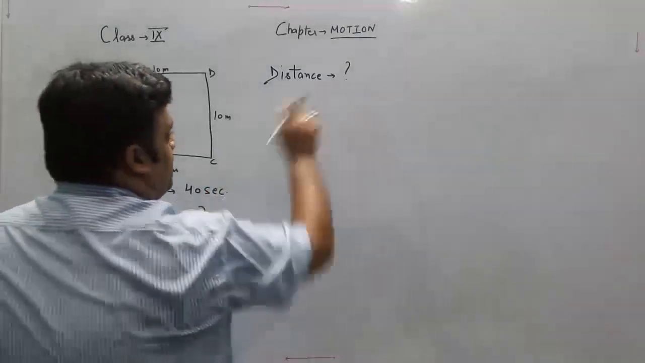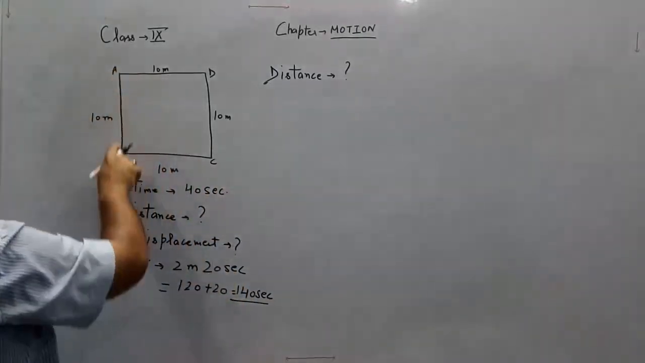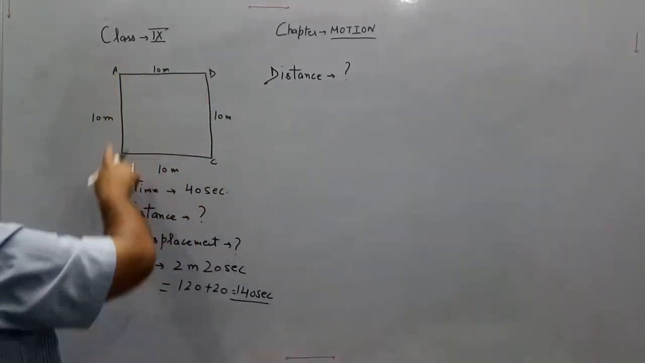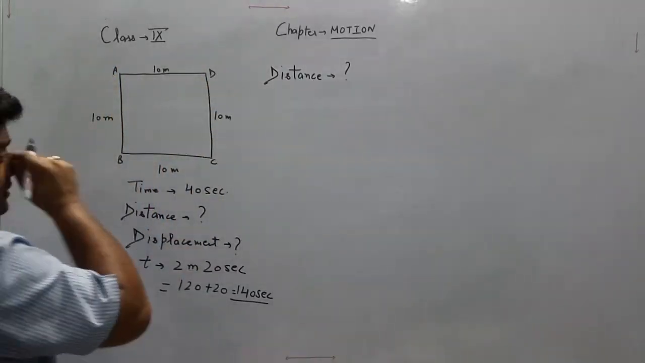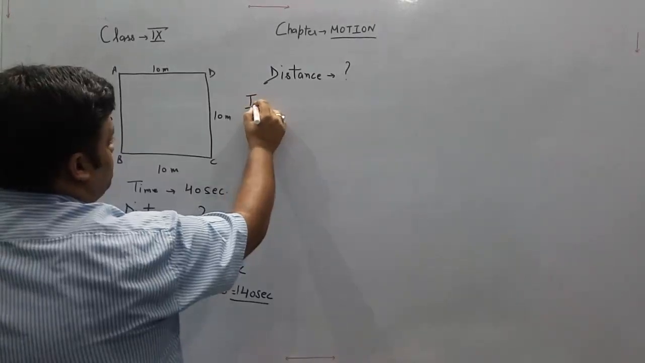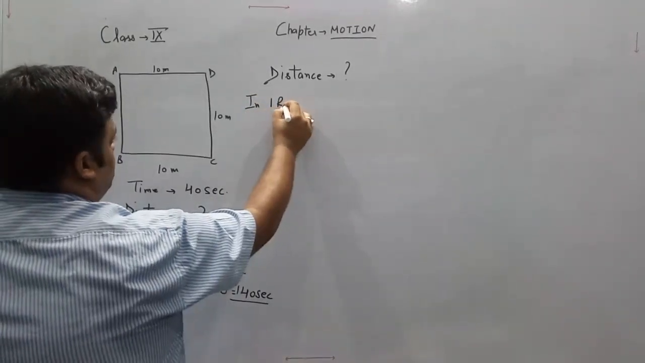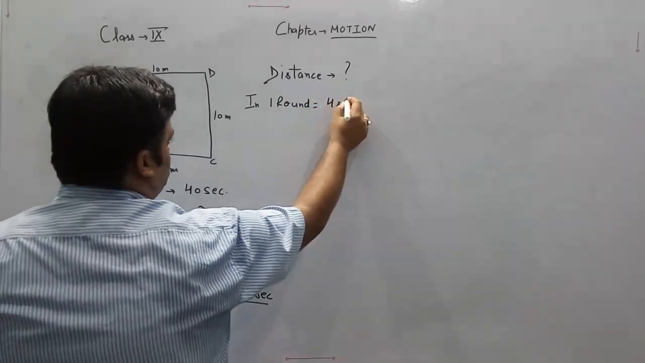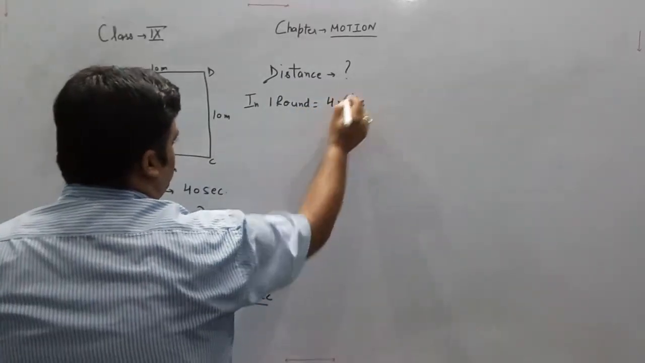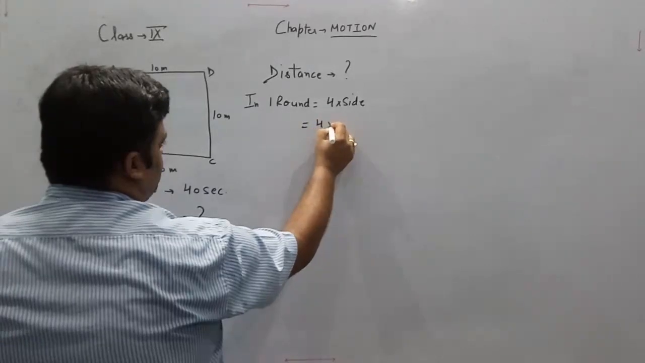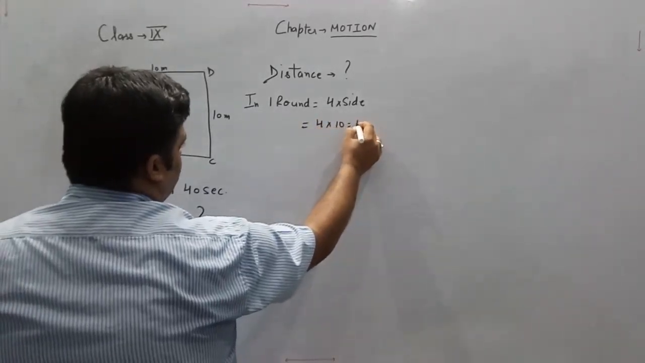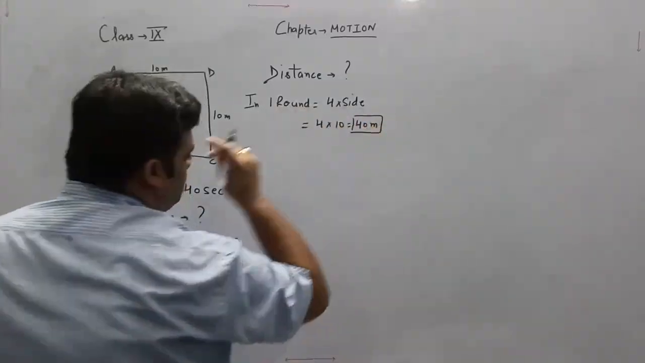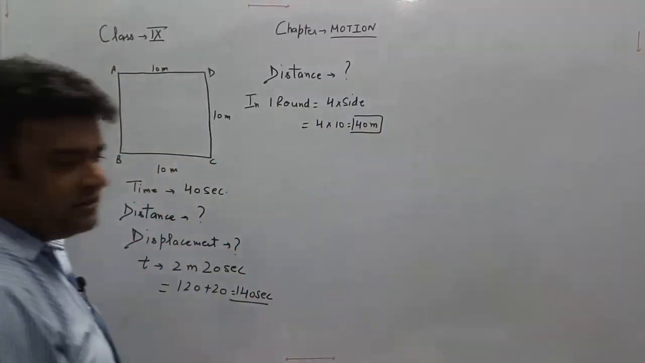Distance, in one round that person is covering how much distance? That is the perimeter of the square. In one round that person is covering 4 into side, that is the perimeter of the square. 4 into side means 4 into 10, it is equal to 40 meters. So in one round that person is covering 40 meters.